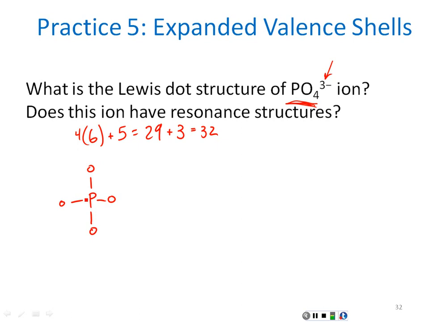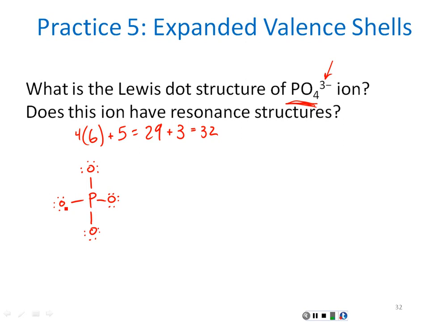Now we draw single bonds to all the outside atoms, and that uses up 8 of our electrons. So now we're going to have 24 left. So we'll start filling the octet on the outside atoms. We use 6 non-bonding pairs for the 4 oxygens. That will use up our 24 electrons. So this would be one possible Lewis structure for phosphate.